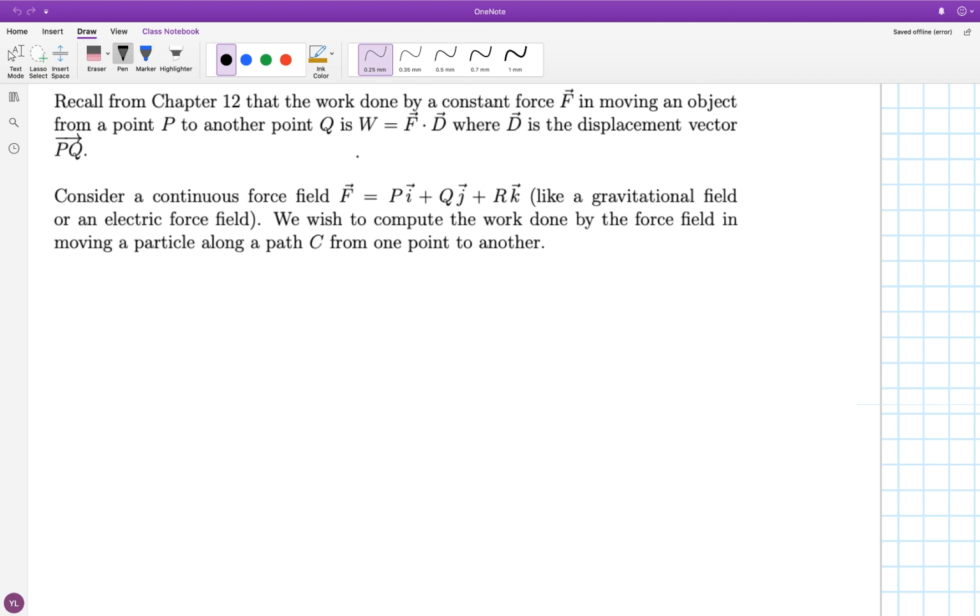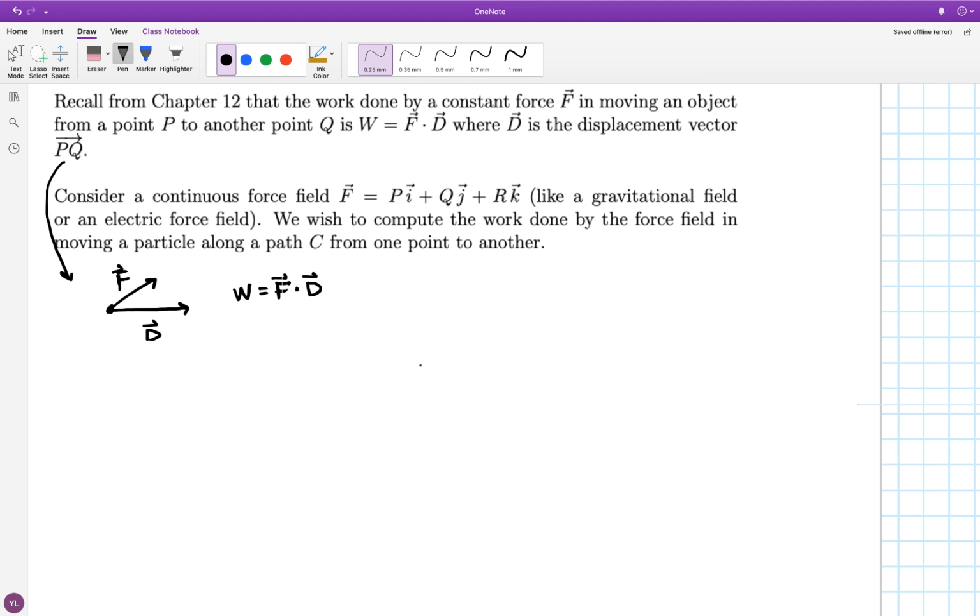Okay, for this last type of line integral, I want to start with the motivation of computing work done by a force field. So from chapter 12, we can recall that when you have a force being applied to move an object across a distance, but the force is not directed directly in the direction of motion, let's use D for the displacement vector, connecting the 2 points that the object is moving, and the force is going in some other direction. Then we remember that the work is computed through a dot product.